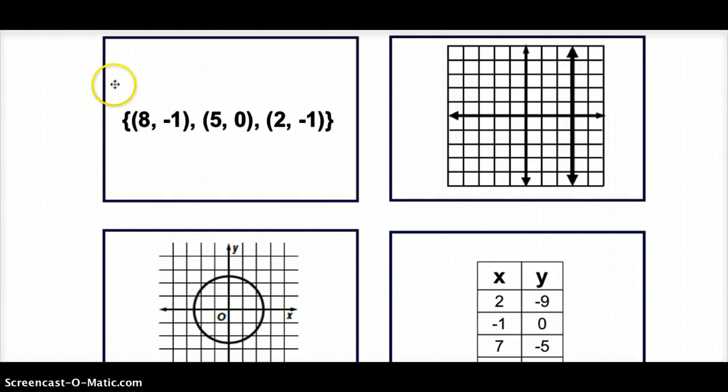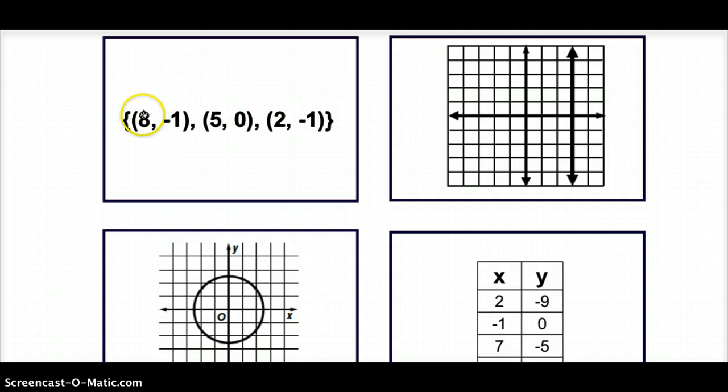In this first one, remember the domains are the x parts and the ranges are the y parts. So if we look at the x values, we have 8 going with a -1, we have 5 going with 0, and we have 2 going with a -1. So each x value goes with only one y value.